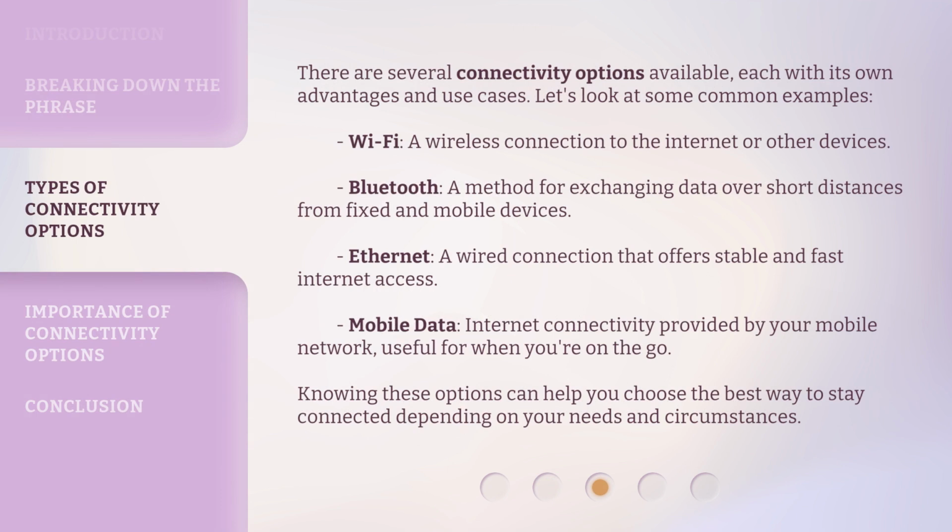There are several connectivity options available, each with its own advantages and use cases. Let's look at some common examples. Wi-Fi, a wireless connection to the Internet or other devices. Bluetooth, a method for exchanging data over short distances from fixed and mobile devices. Ethernet, a wired connection that offers stable and fast Internet access. Mobile data, Internet connectivity provided by your mobile network, useful for when you're on the go. Knowing these options can help you choose the best way to stay connected depending on your needs and circumstances.